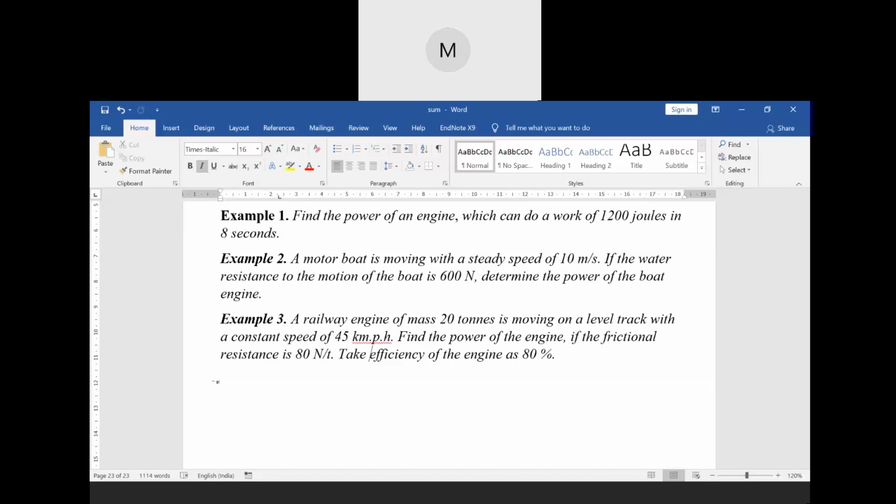Someone asked, yes, 1 Newton meter per second. Who asked me? Just now someone spoke. Do you have any doubt? Someone was asking me. Sir, it's clear.